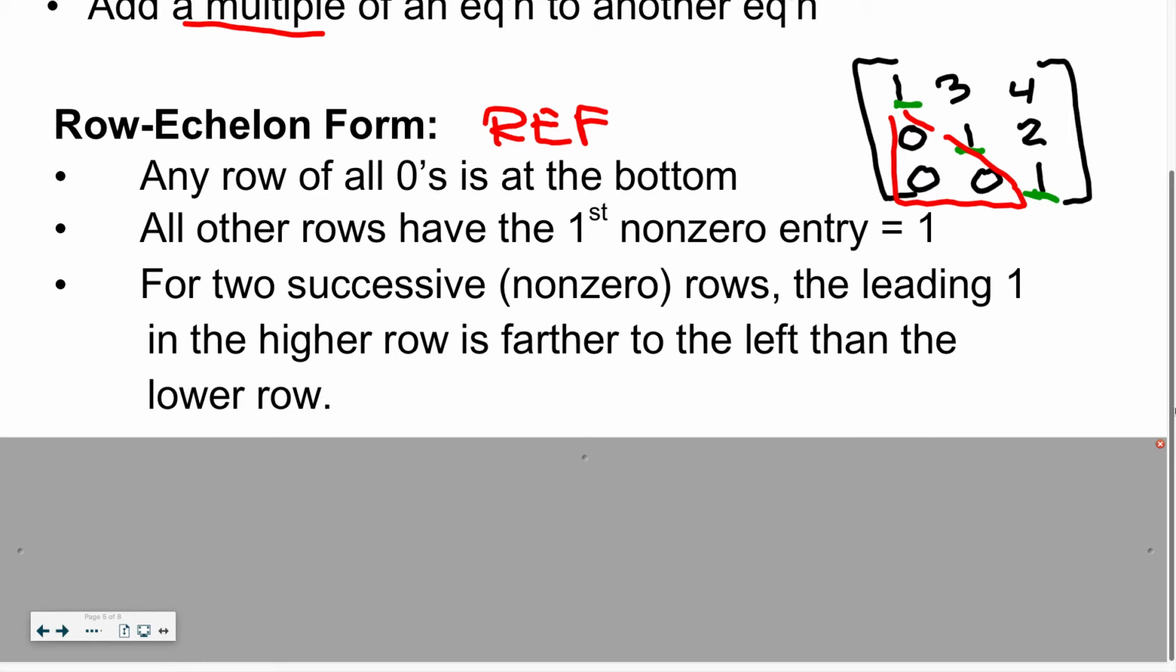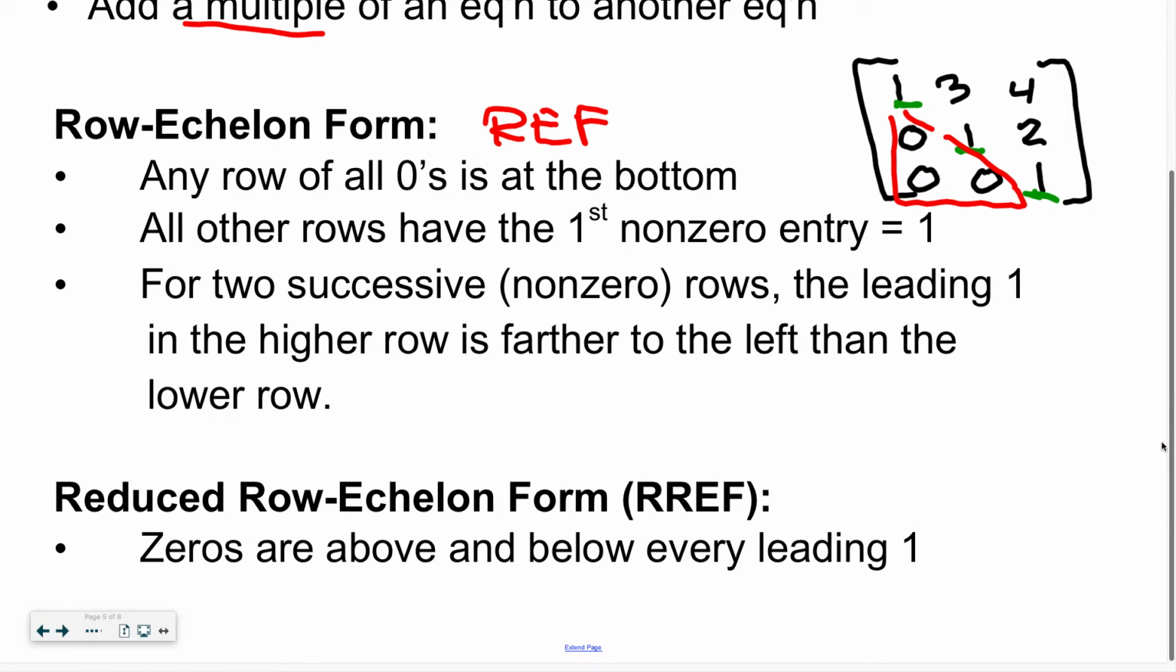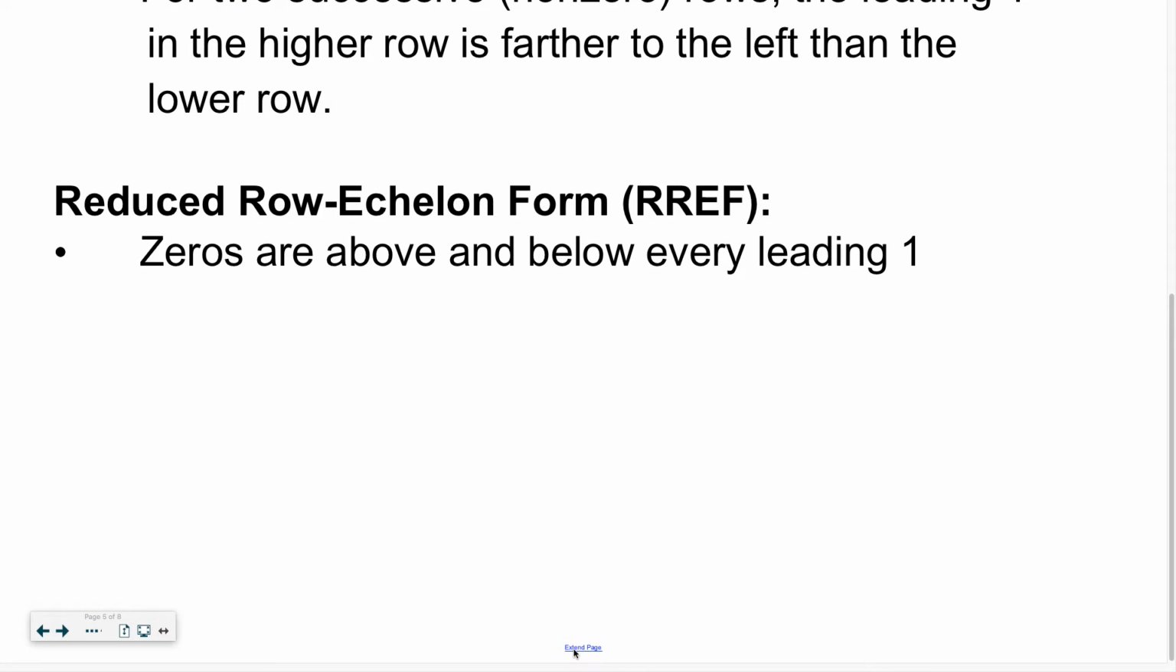Okay, and then before we get into what we're going to do with the row echelon form, we got one other thing. It's called reduced row echelon form, RREF. And RREF is when your leading ones have zeros before them and after them. So basically your matrix has only zeros and ones in it, and every row is only allowed one 1.